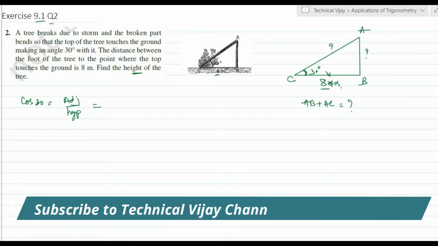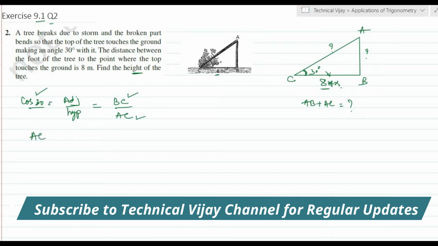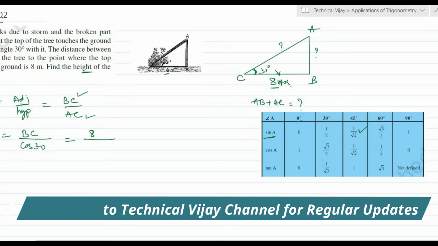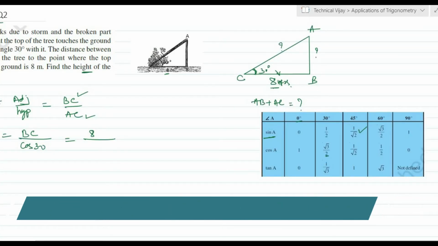Adjacent is nothing but BC divided by AC. BC value we know and 30 degrees we also know, that is cos of 30, so we can find AC. Here AC can be found by using BC divided by cos of 30. BC is 8, so 8 divided by cos 30. Cos 30 is equal to root 3 by 2.